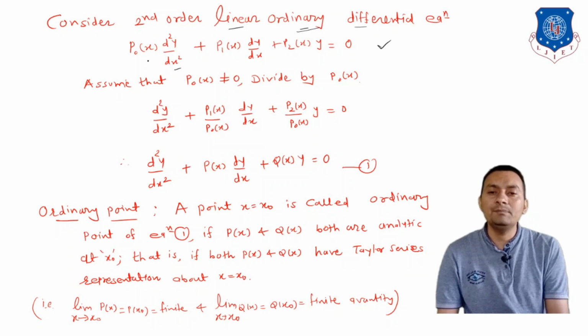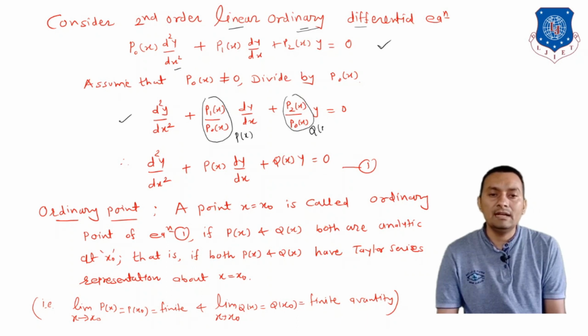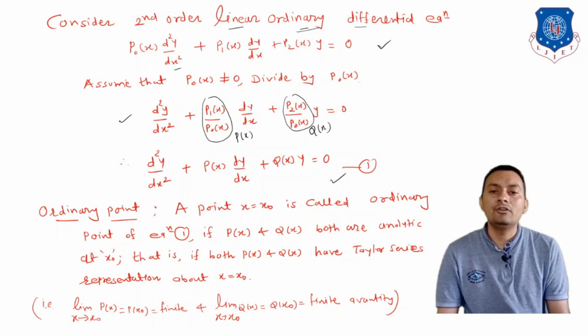Now assuming that p0 of x is non-zero, our equation will be d square y by dx square plus p1 of x divided by p0 of x times dy by dx plus p2 of x divided by p0 of x times y equals 0. Now I call the first function p of x, and I call the second function q of x, and therefore we get the standard form d square y by dx square plus p of x dy by dx plus q of x y equals 0.